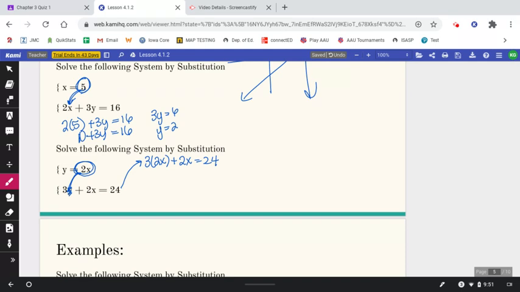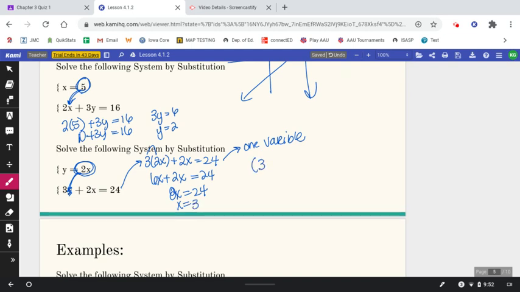When you get to this step, you should only have one variable in your equation. That's the whole point of substituting. So this equation should only have one type of variable. It should only have x's or it should only have y's. Now solve like normal. So distribute would give me 6x plus 2x equals 24. Combine like terms, 8x equals 24. Divide by 8, x is 3.